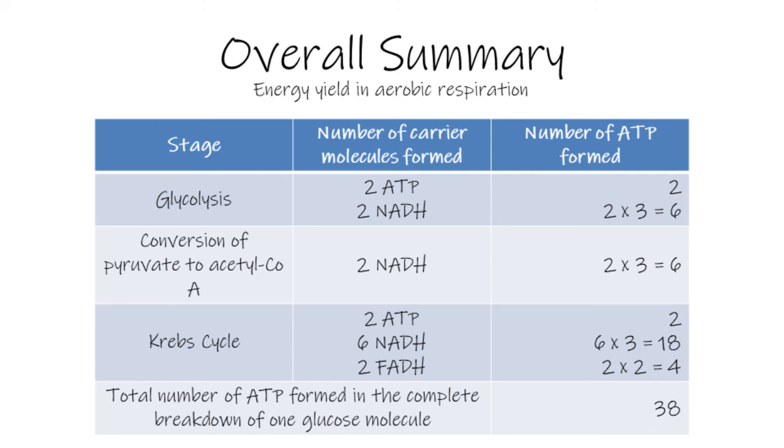During the Krebs cycle, 2 ATP, 6 NADHs, and 2 FADHs are formed. Therefore, 2 ATPs are formed directly. 18 ATPs are formed through NADHs, and 4 ATPs are formed through FADHs. In the Krebs cycle, a total of 24 ATPs will be formed. Therefore, the total number of ATP formed in the complete breakdown of one glucose molecule is 8 plus 6 plus 24, which is 38 ATPs.